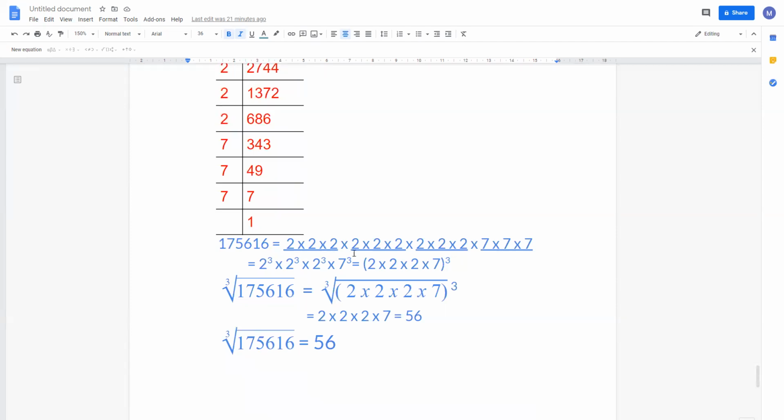Now underline 3 factors of the same in groups. So 2 cube into 2 cube into 2 cube into 7 cube, that is 3 times 2 cube and 1 times 7 cube. Putting in bracket 2 into 2 into 2 into 7 the whole cube. Now take a cube root on both sides. Cube root of 1,75,616 is equal to cube root of bracket 2 into 2 into 2 into 7 the whole cube. So equal to 2 into 2 into 2 into 7. 2 2s are 4, 4 2s are 8, 8 7s are 56. So cube root of the given number is equal to 56.